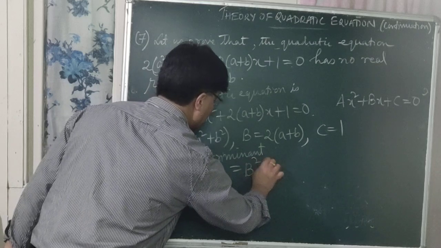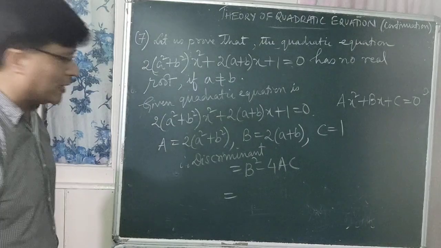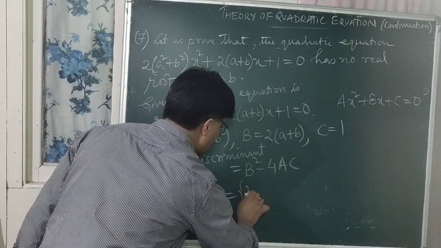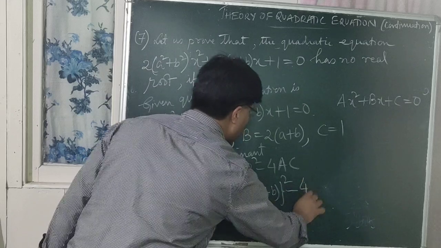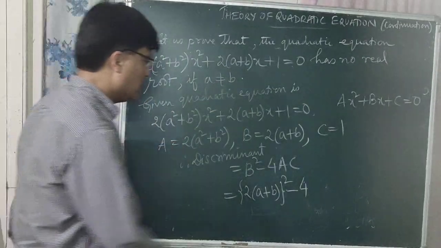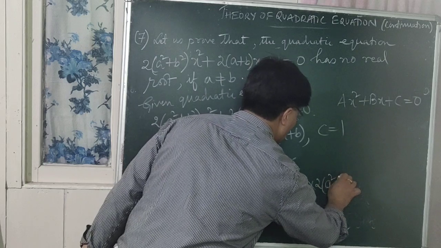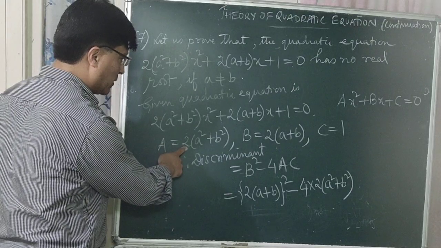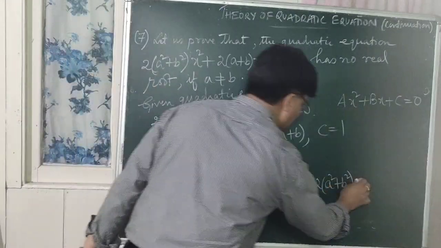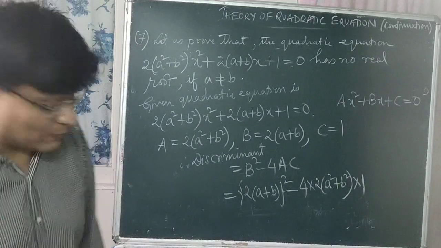So therefore, discriminant is equal to b square minus 4ac, which is equal to, what is b, whole square, it is 2 into a plus b whole square minus 4 into what is capital A, 2 into a square plus b square, right? a को value 2 into a square plus b square into c भनेको 1. Okay, now let us simplify it.